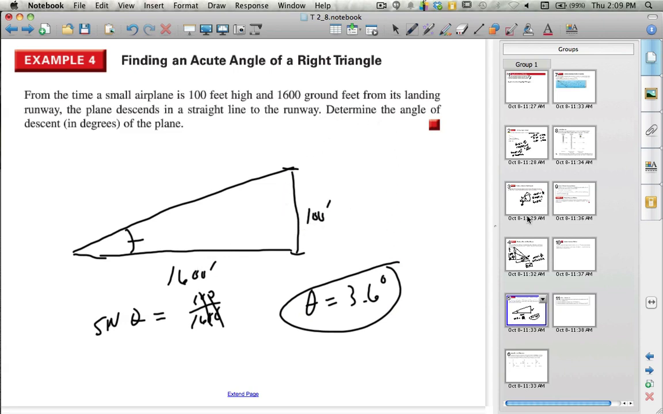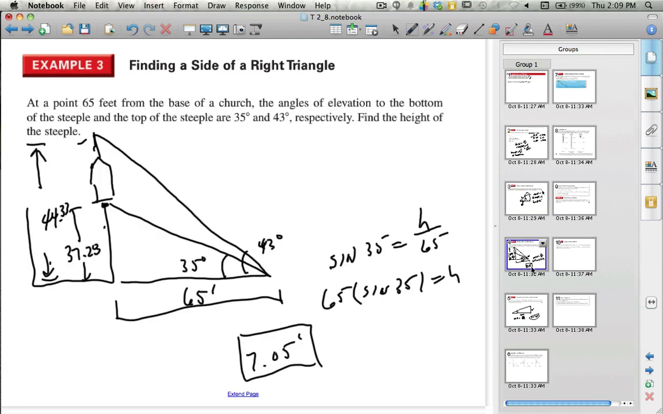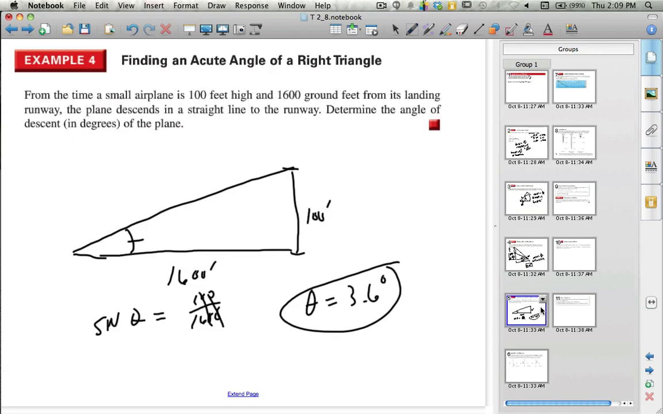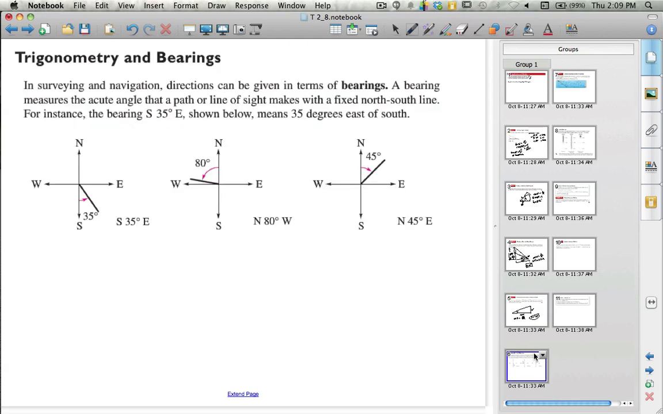The key in all this is making the appropriate triangle. So you notice in each of these last problems, the first thing I did was I sketched out the situation to create a right triangle.